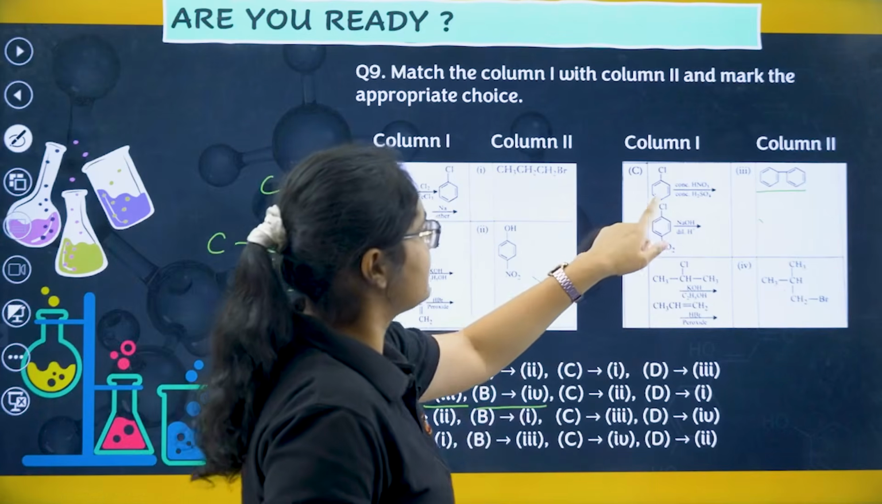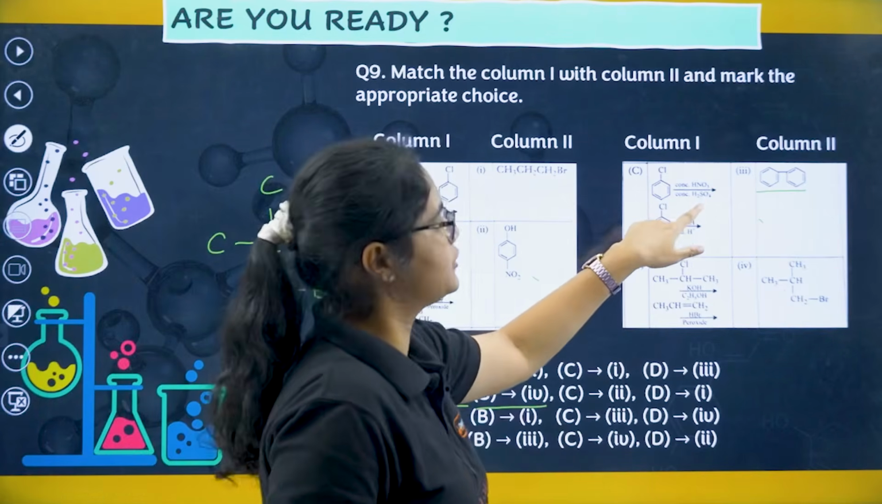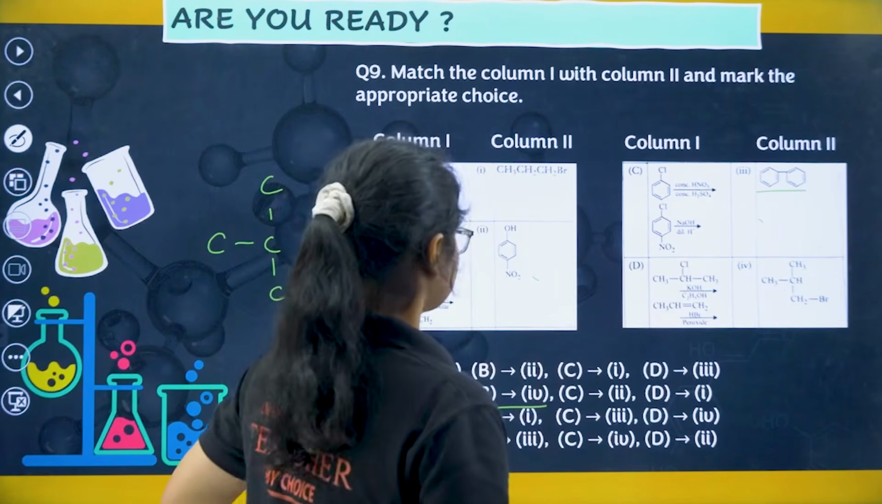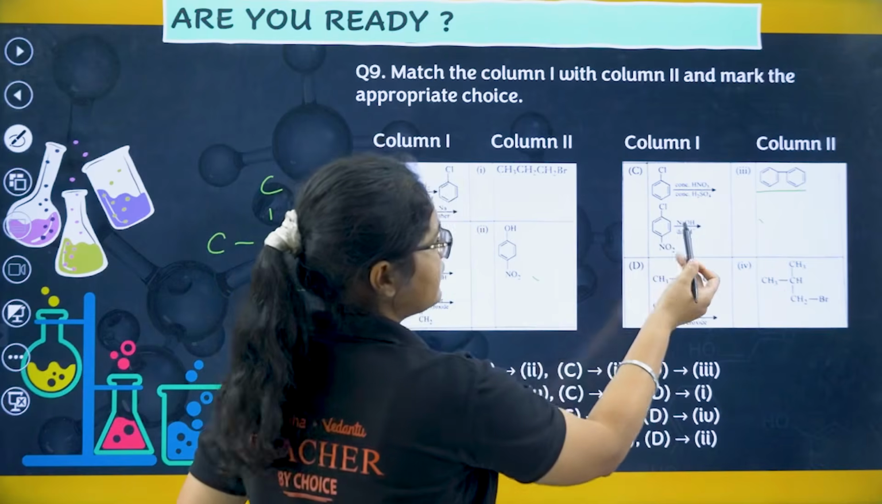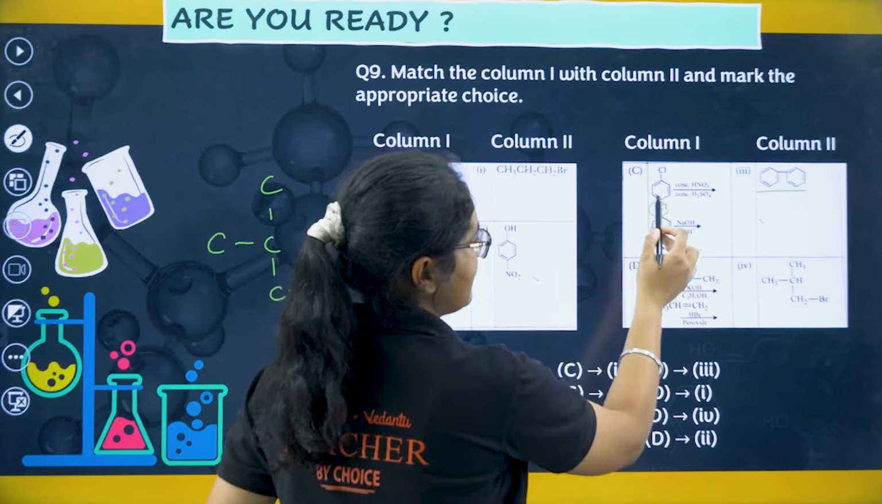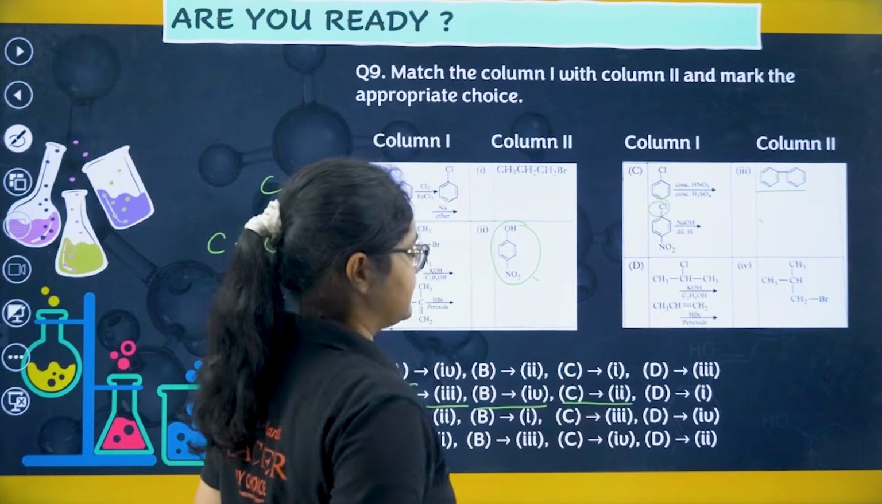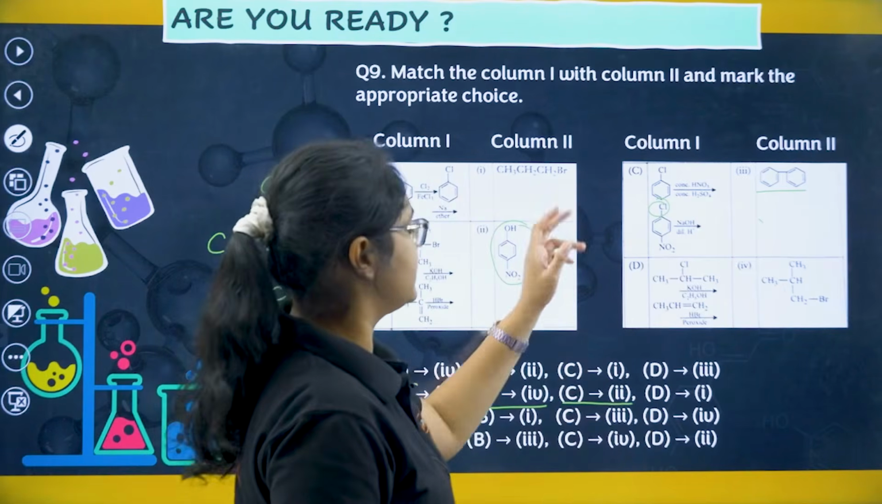Next, if you see C, you have added Cl, then nitration you are doing, so you will get nitrobenzene. Then if you take it with NaOH and dilute H+, so in that case what will happen? The Cl will get replaced with OH and you will get this compound. So C has to be 2 and then D you will get 1.